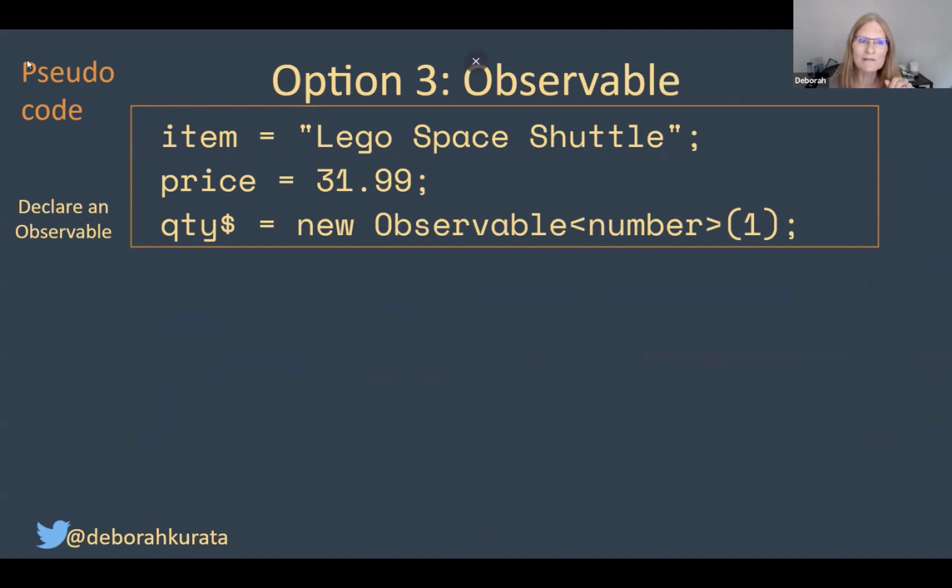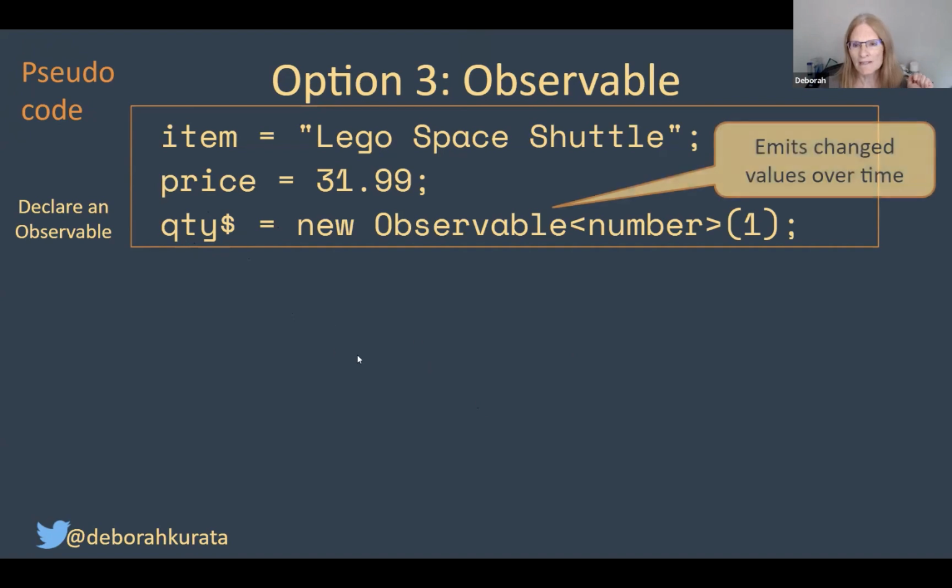Now notice this little thing here in the corner where it says pseudocode. I'm pseudocoding this, and we'll get into the real code in a moment, just to keep this simpler on the little introductory piece here. So we could then define a quantity, and we're using a $ sign on here to indicate that this isn't going to be a variable that acts like other variables. It's going to be a reactive variable. We're going to emit changed values over time with our observable.